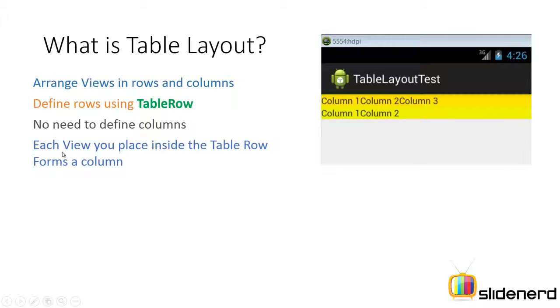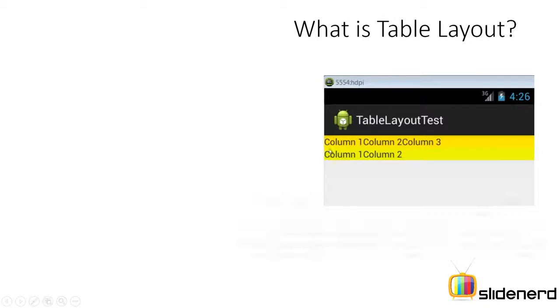So here, let's see. Each view you place inside the table row forms a column. Very simple. I have 3 text views. I place them one after each other just like that and they become columns automatically. If I had a button over here and an edit text over here, naturally they will also become columns. That's how the table layout works. One more thing you should notice is that the table layout is a subclass of horizontal linear layout. So next, let us see how the code for this looks.